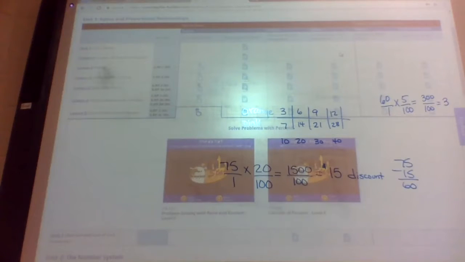Some people are going to be working in their practice and problem solving book. Some people are going to be working on multiplication facts. So everybody's going to be doing something different. But when I call you to the back, then you come back there. Okay? Does anybody have any questions?